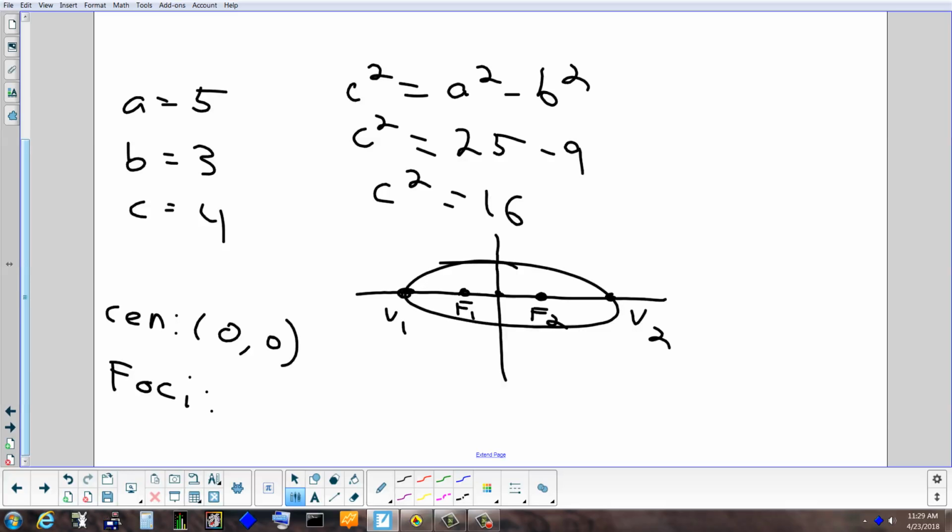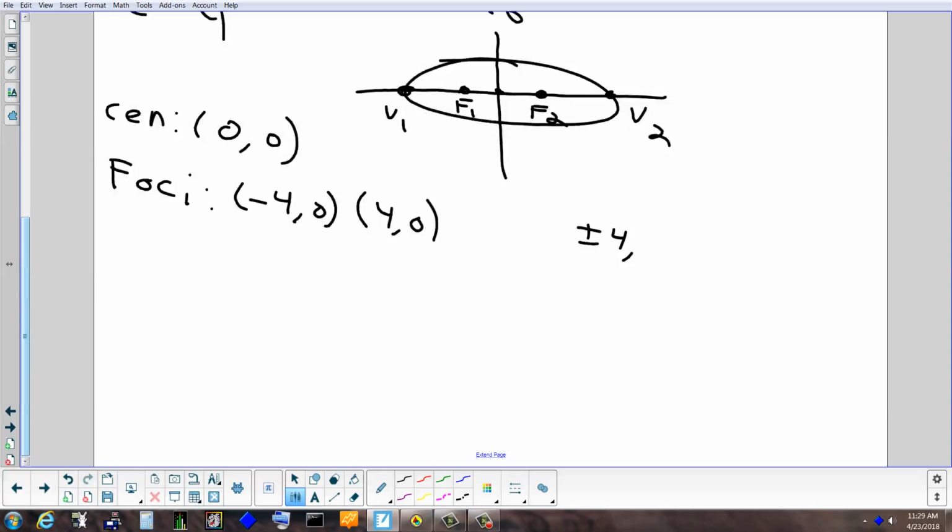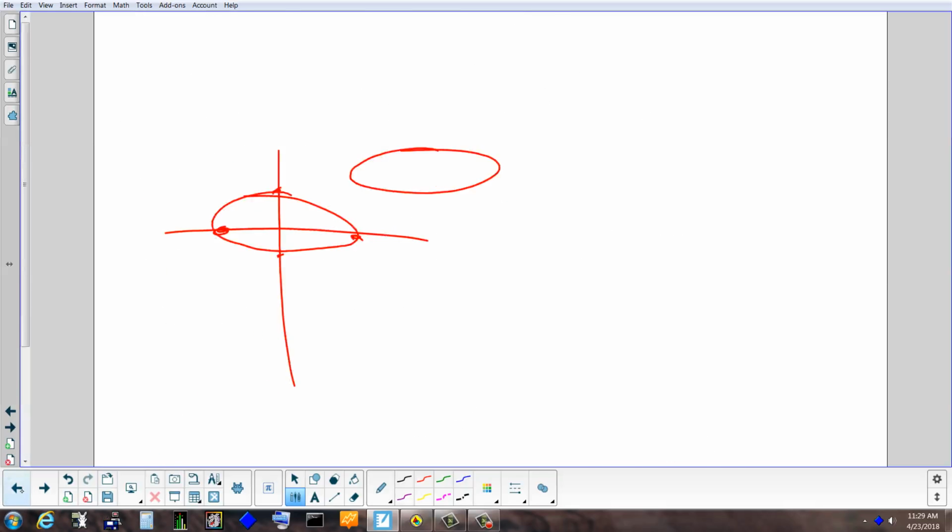Four units. Yep. C is the distance from the center to the foci, and they're 4 units left and 4 units right of the center. The center is at the origin. What would be 4 units left of the center? And 4 units right? 4, 0. I guess technically if you wanted, you could have done this: plus or minus 4, 0. But that's fine.